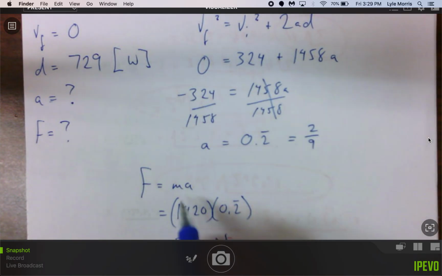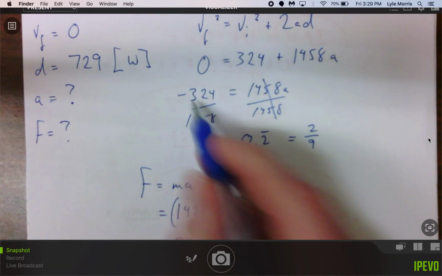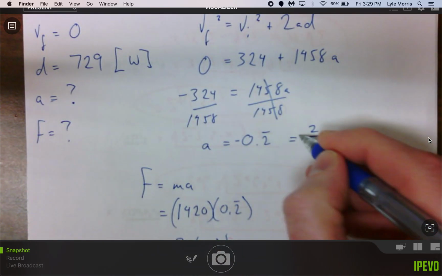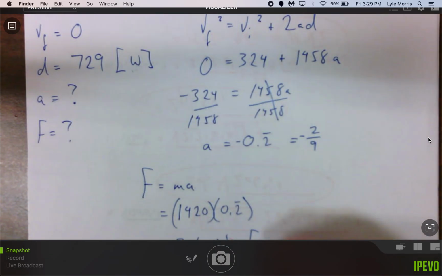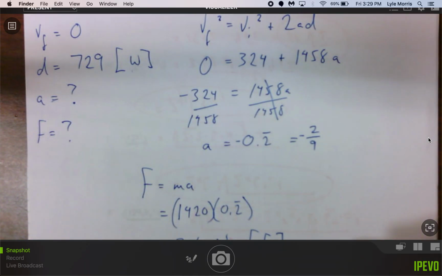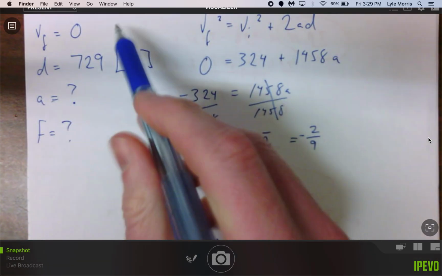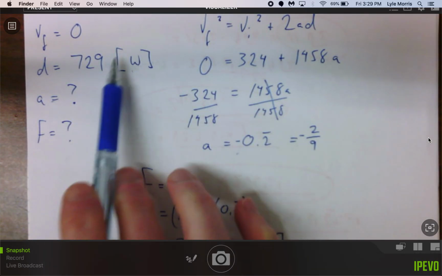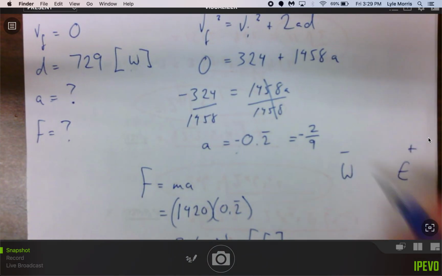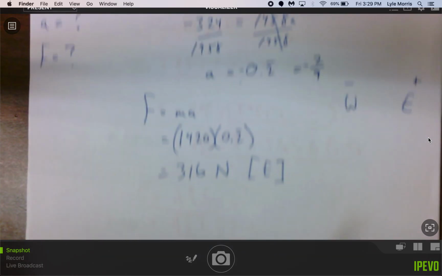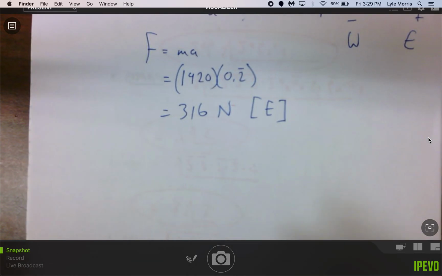316 newtons. Now that acceleration, remember, I said it was negative. I didn't even write it in. That acceleration is negative compared to west, which means this is east. The opposite direction of west, it's negative, so its opposite direction is east. Don't get too hung up on east usually being positive and west usually being negative. It's the opposite direction. 316 newtons east. That's the net force on the car.